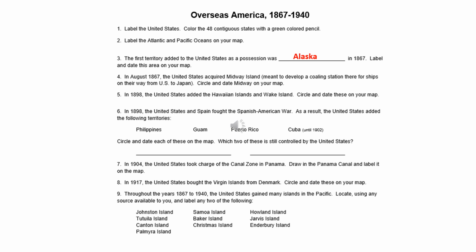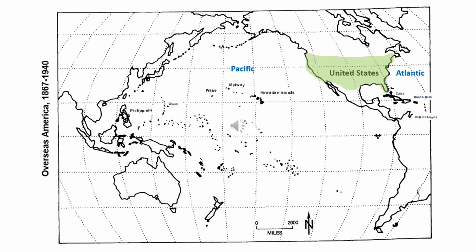And number 6 says, in 1898, the United States and Spain fought the Spanish-American War. As a result, the United States added the following territories: the Philippines, Guam, Puerto Rico, and Cuba. Circle and date each of these on the map. So we'll go ahead and do that.